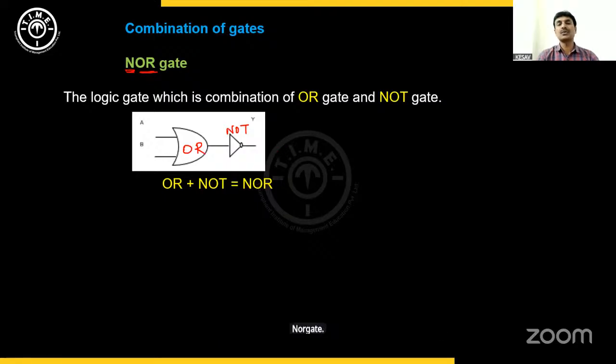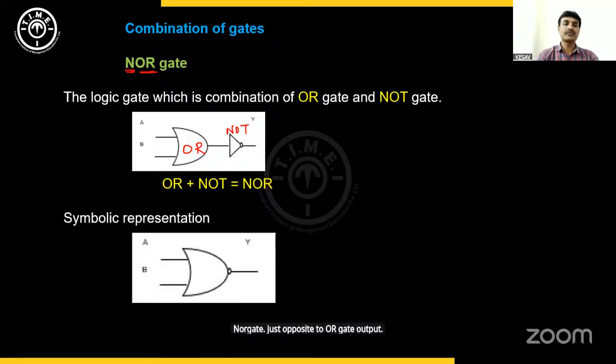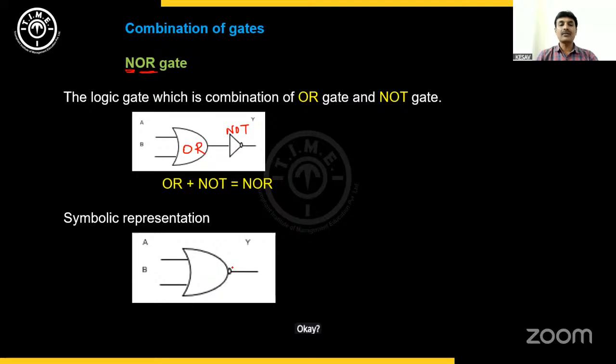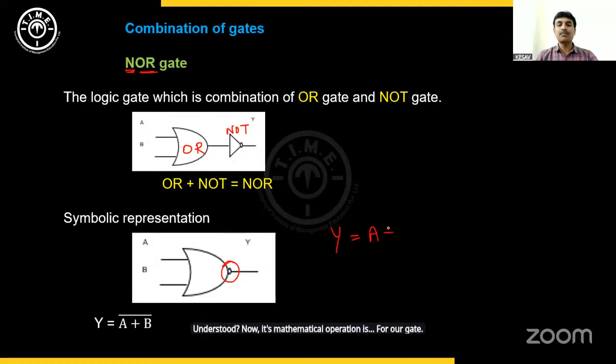Its output is just opposite to the OR gate output. So in the symbolic representation, the NOT gate is given here as a negation. Okay. An OR gate with a negation becomes a NOR gate. Understood? Now, its mathematical operation: for the OR gate, Y is A plus B. Now, this output is negated completely. Y equals A plus B whole bar.